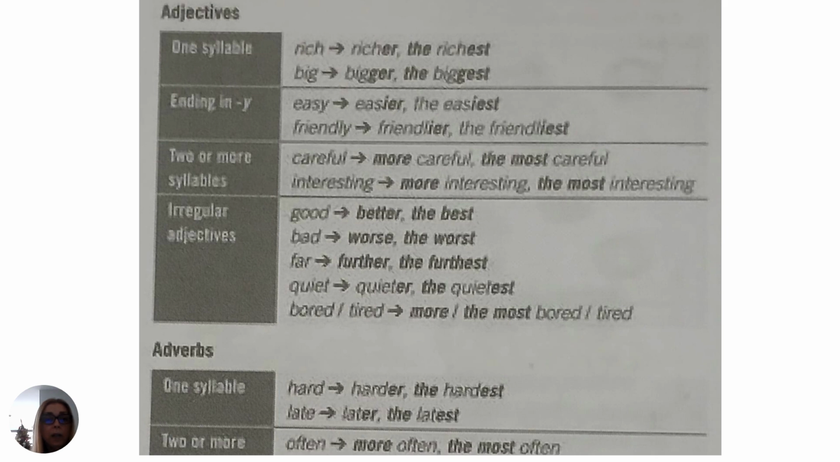With two or more syllables, we have careful, comparative is more careful, and superlative the most careful. Irregular adjectives, good, bad, far. Quiet, comparative is quieter, and superlative the quietest. And bored or tired is more bored, more tired, or superlative is the most bored, the most tired.